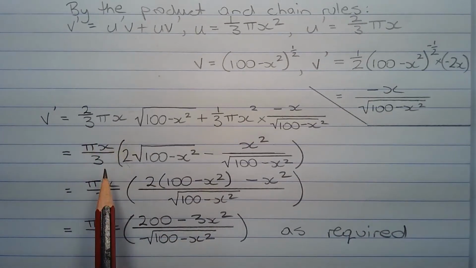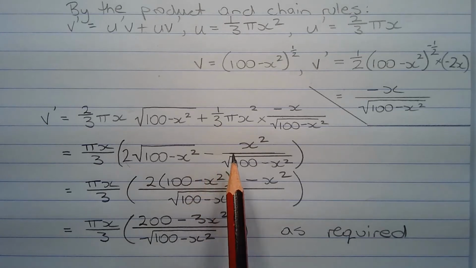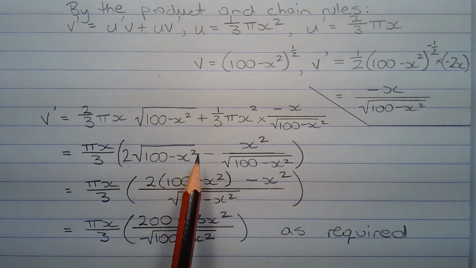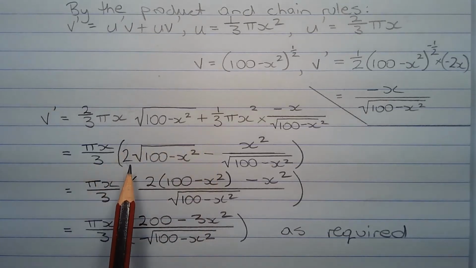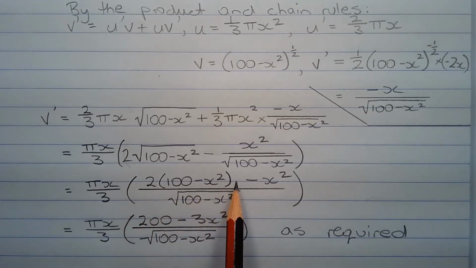Factorising out pi x over 3, we have V dash is equal to pi x over 3 multiplied by 2 times the square root of 100 minus x squared minus x squared over the square root of 100 minus x squared. I'm going to combine these terms using a common denominator of the square root of 100 minus x squared. I'm going to do that by multiplying this term by the square root of 100 minus x squared over the square root of 100 minus x squared. So that equals pi x over 3 multiplied by 2 times 100 minus x squared minus x squared over a common denominator of the square root of 100 minus x squared.